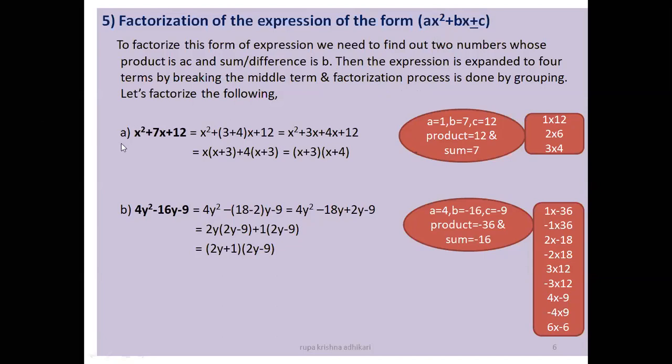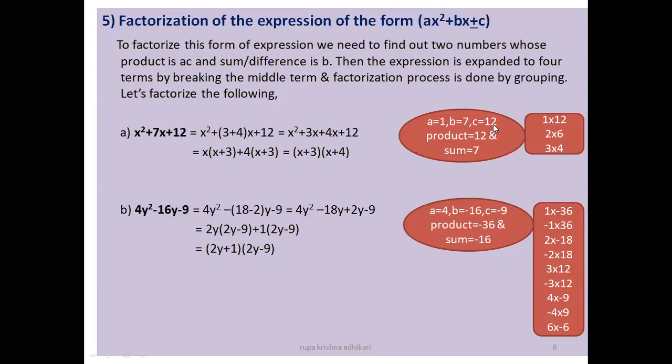So let's go with the first example. You can see here x square plus 7x plus 12. Coefficient of x square is 1, coefficient of x is 7, c is 12. Hence, compare this with the standard form ax square plus bx plus c. Here the value of a is 1, value of b is 7, value of c is 12. That I have written here.